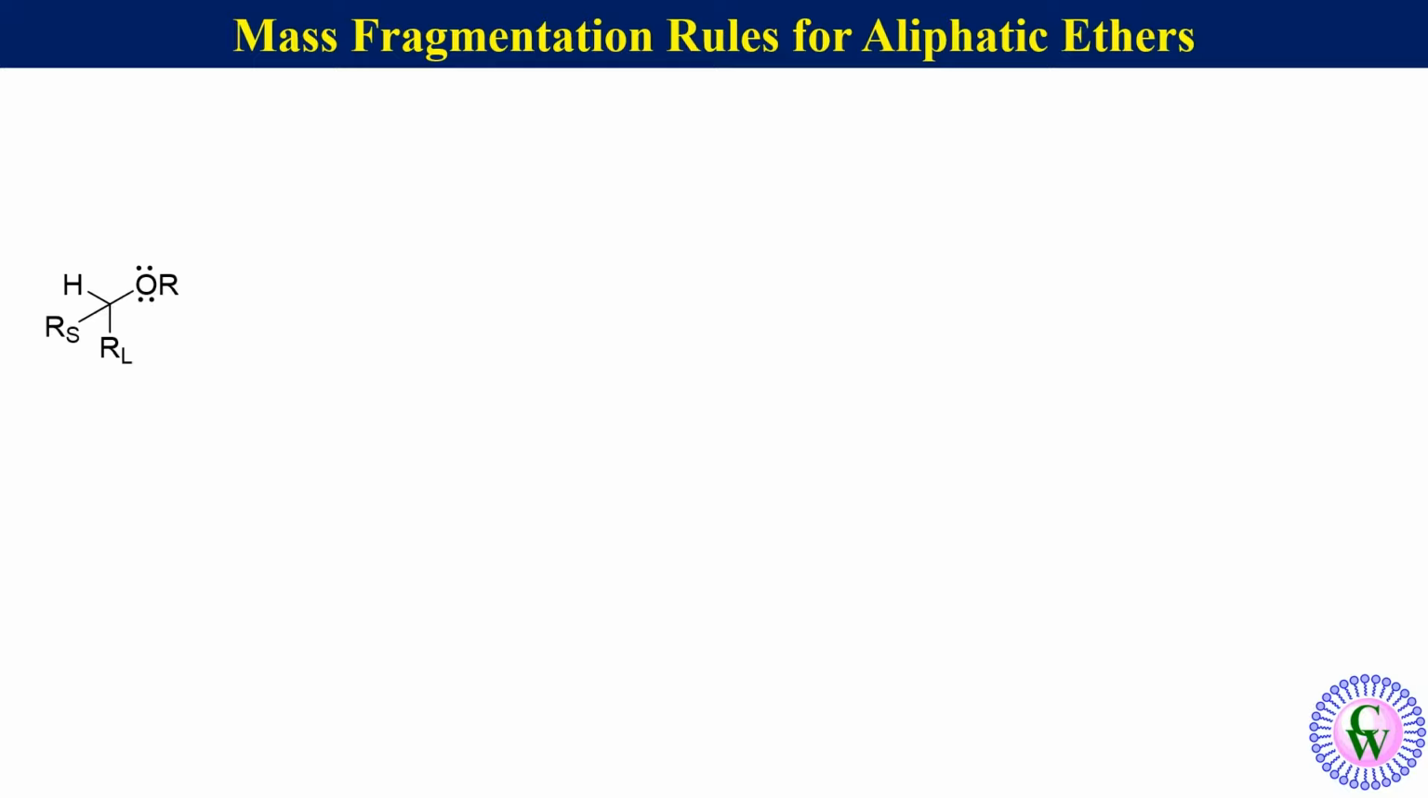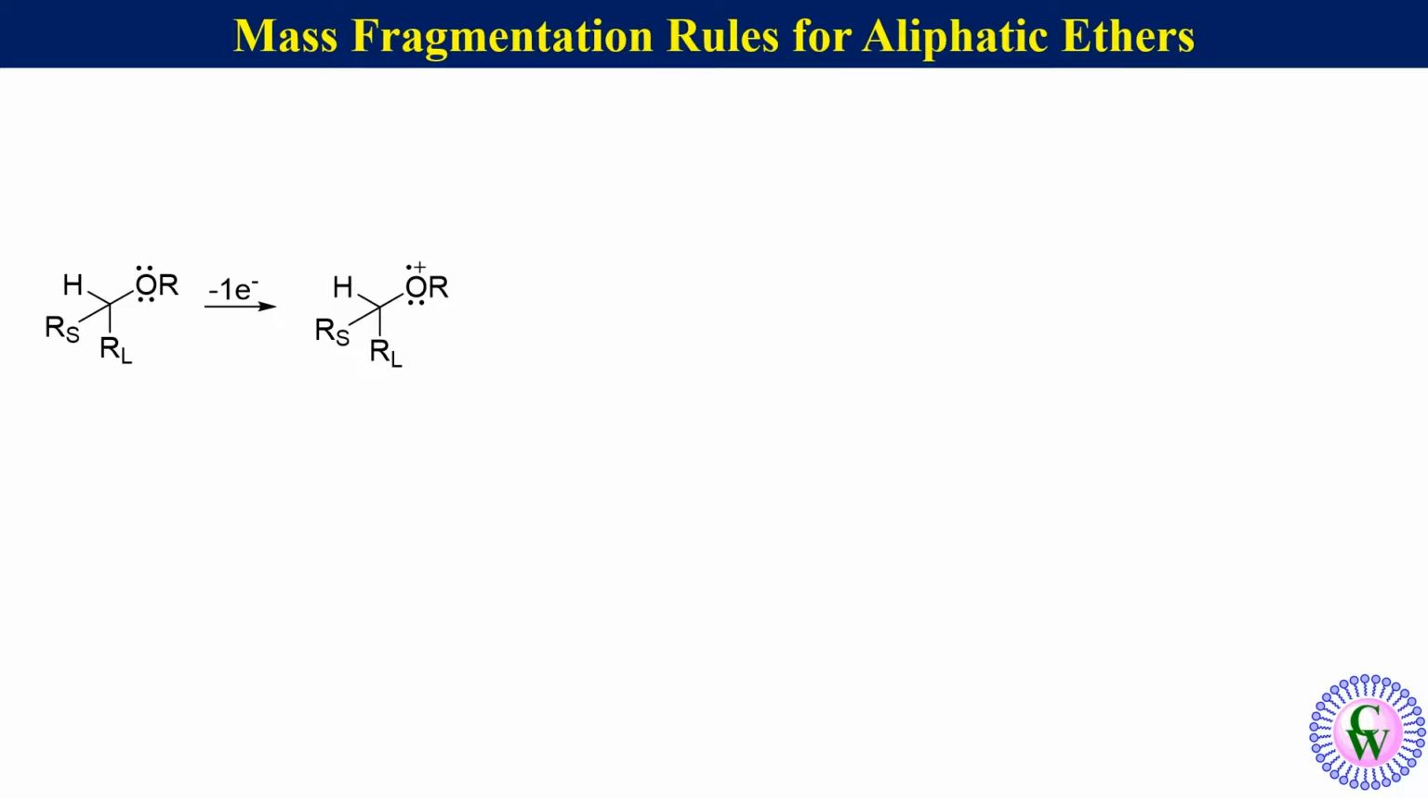For that, let's have a hypothetical ether in which Rs is a smaller group and Rl is larger. In ether, the most loosely bound electrons are lone pair of electrons. Electronic bombardment removes one of those electrons and thus leads to the formation of radical cation called molecular ion. The first rule is regarding intensity of this molecular ion.